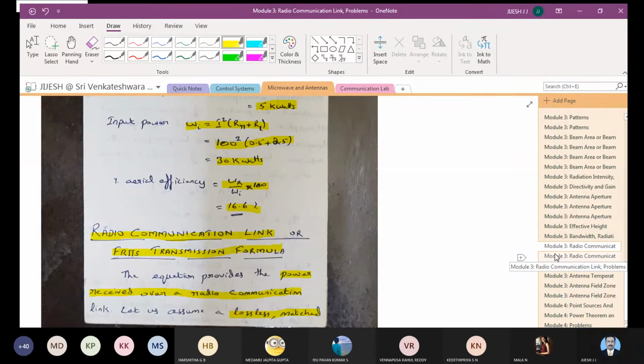Yes, sir. Okay, so the radio communication link, also called the Friis transmission formula, is basically used to find the transmitted power and received power. If you know the transmitted and received power, you can find the directivity, gain, everything, whatever you want. You can use this formula. One of the unknowns can be found if the other parameters are known to you. So let us see this.